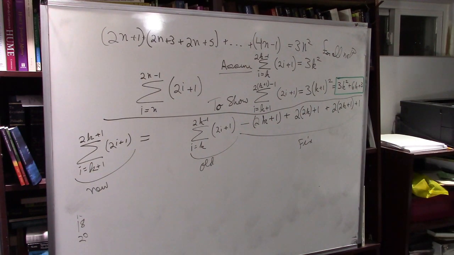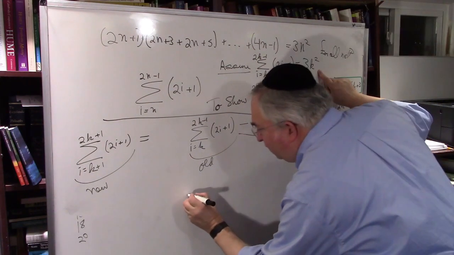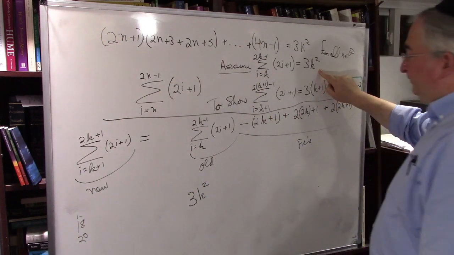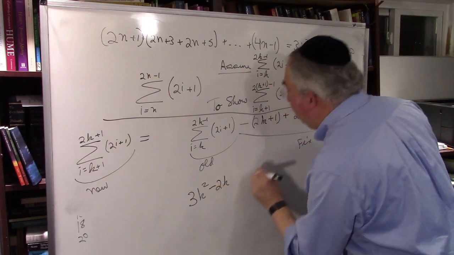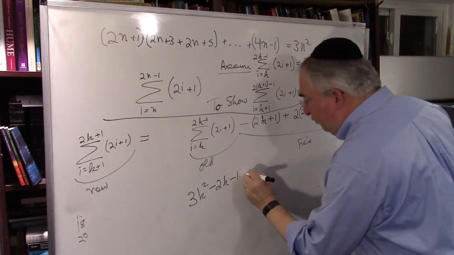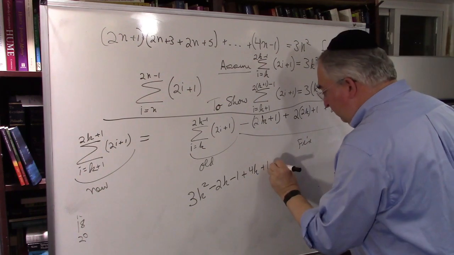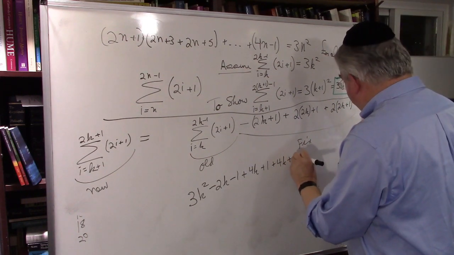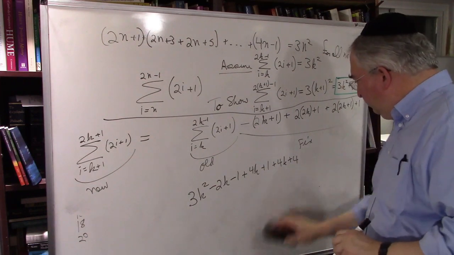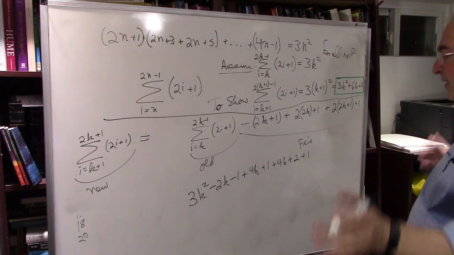Great. Now, let's do it. Let's use our assumption. What's our assumption? This is equal to 3k squared. That's our assumption. Now I'm going to fix up these little terms. So let's do it. Minus 2k minus 1 plus 4k plus 1 plus 4k, 2 times 2k is 4k, plus 1, plus 2, plus 2, plus 1. Combine like terms. Let's do it.